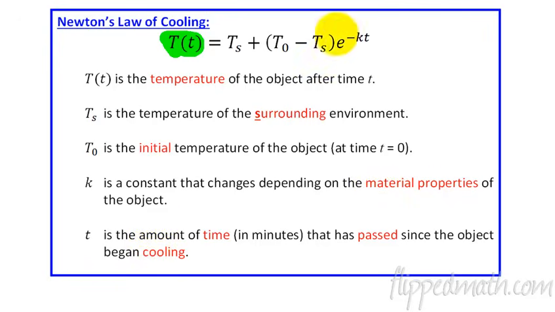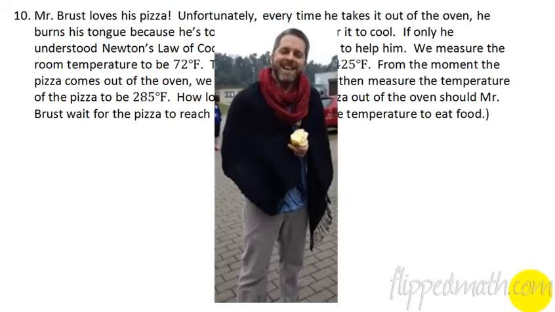And then t, we've talked about that already. T is the amount of time. Typically, for our problems, we're going to do minutes, but it could be in seconds or hours, just depending on what you're dealing with. Usually, we'll say minutes that have passed since the object began cooling. All right, so get the rest of those words down if you don't have them yet. We're going to do a practice problem with this, and then I'll let you get started on your practice and your application.